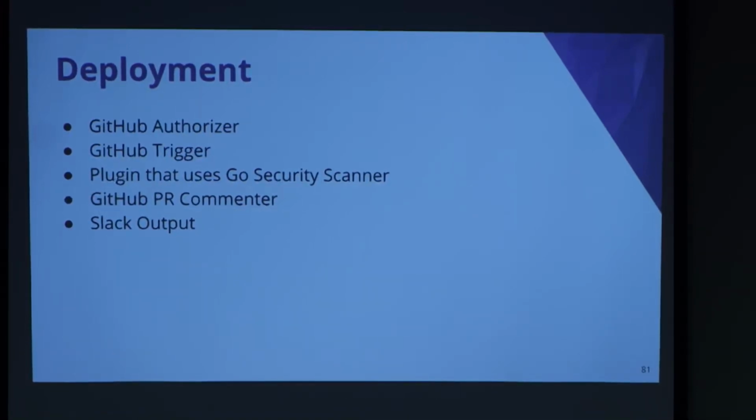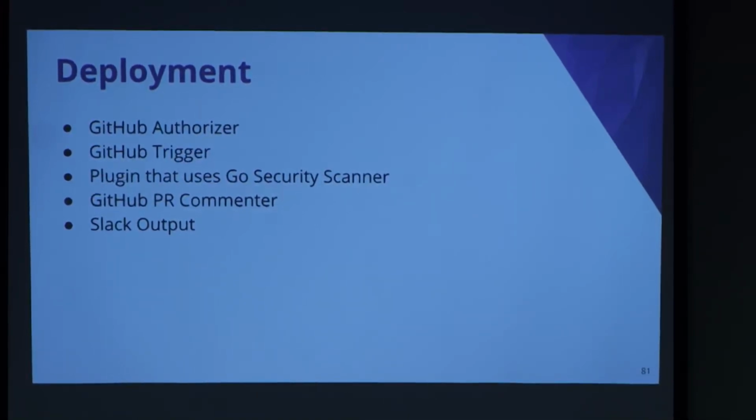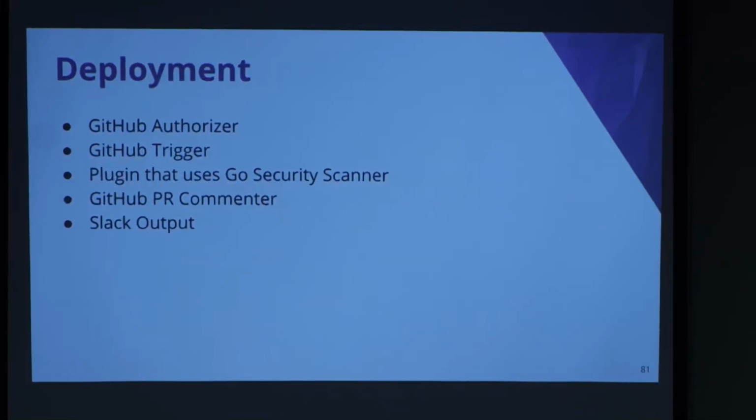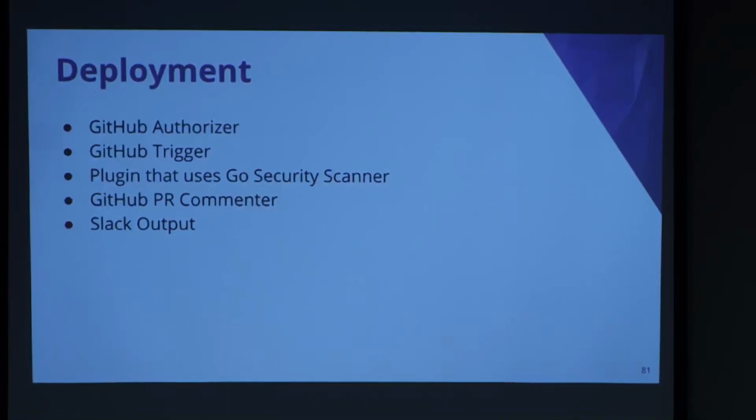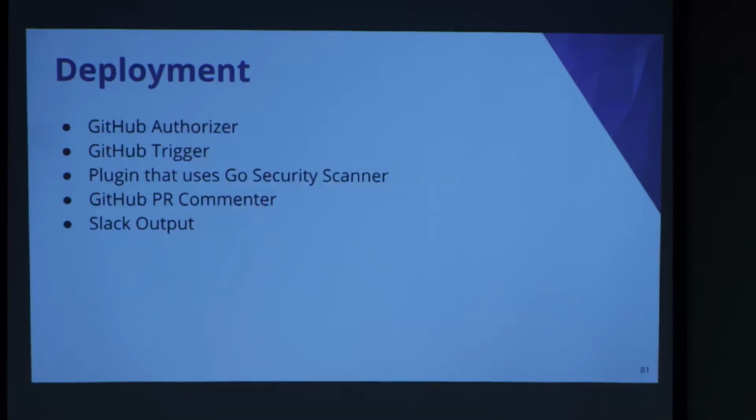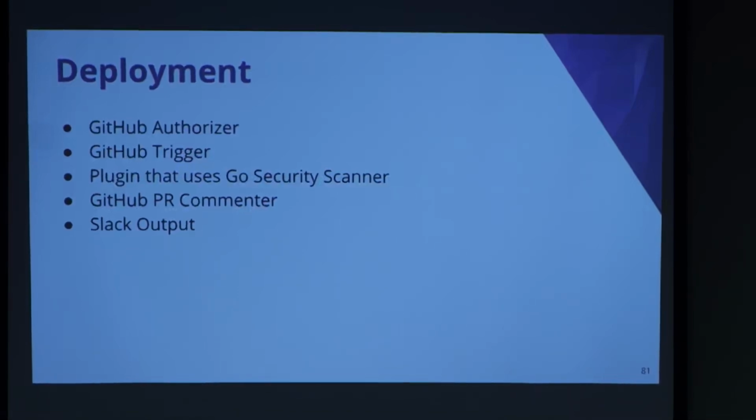The GitHub authorizer, that's the piece that we talked about to make sure that it truly is a pull request or a webhook from GitHub. There's the GitHub trigger. That's actually the piece that pulls the information out that we need, like the pull request, who made it, the features. Now we have here the plugin that uses the Ghost security scanner.